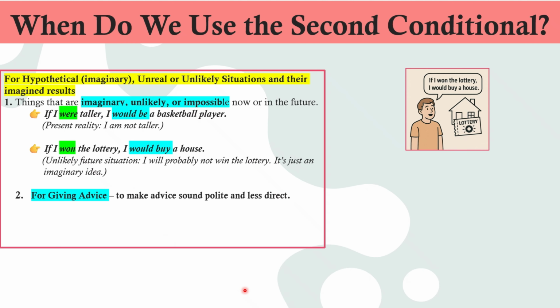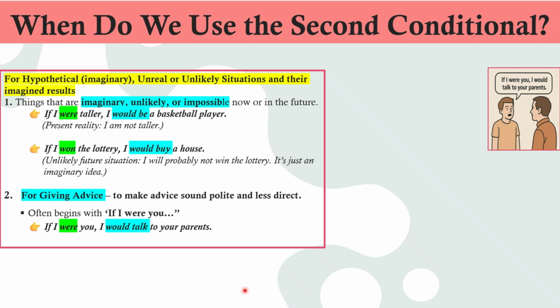Second, we use the second conditional for giving advice to make our advice sound more polite and less direct. It often begins with, if I were you. For example, if I were you, I would talk to your parents. This sounds much softer than simply saying, talk to your parents.